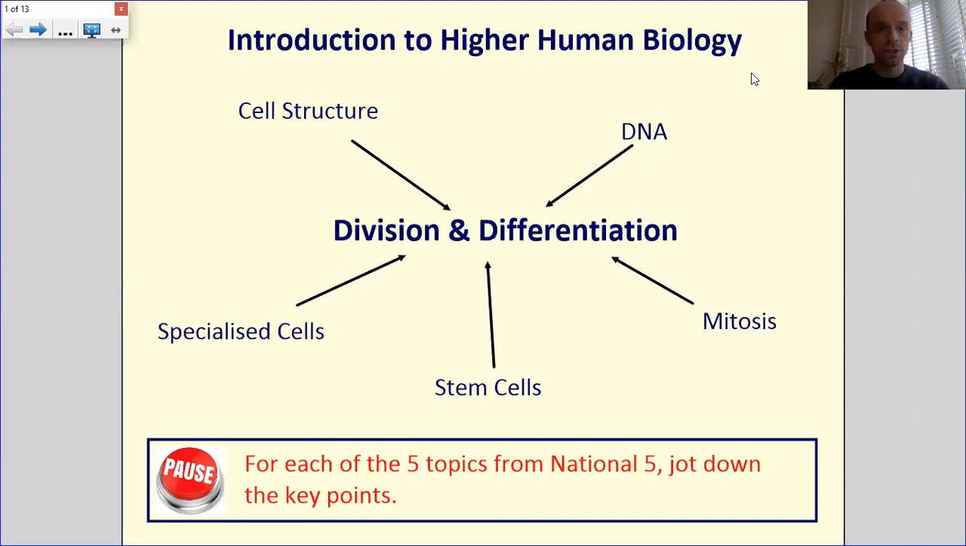Okay, so what do you get? Well, cell structure, you should be able to tell me, talking animal cells, you should be able to tell me the different parts of the cell and what they do. So you should be able to tell me what a nucleus does, what cytoplasm does, the role of the cell membrane, ribosomes, and mitochondria. If we come down to specialized cells, you know, what is a specialized cell?